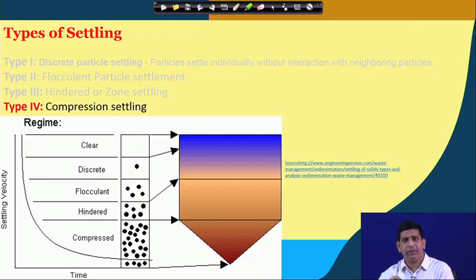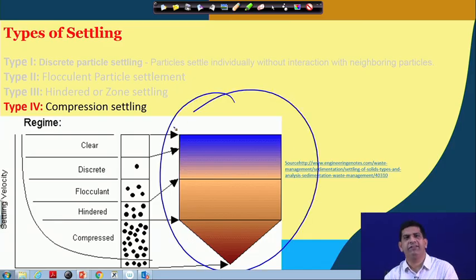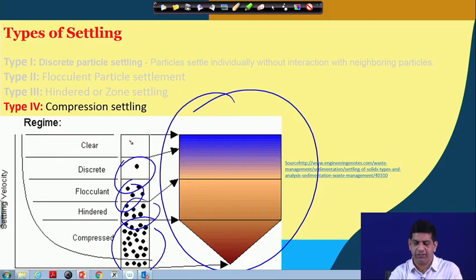From the activated sludge, if you remember from the sketch, we take it to a secondary sedimentation tank. The picture shown is of the secondary sedimentation tank. Waste will settle in this tank, and there are different zones. At the bottom you will have some compressed sludge, then hindered, flocculent and discrete settling zones, and some clear water on top. That is why water is taken out from the top. That is called compression settling.